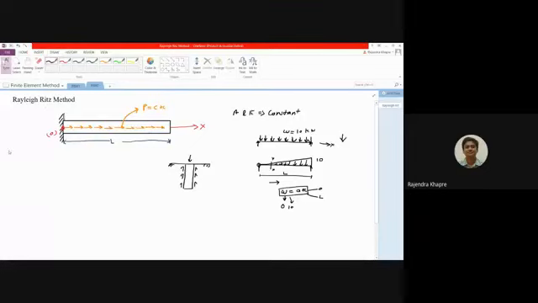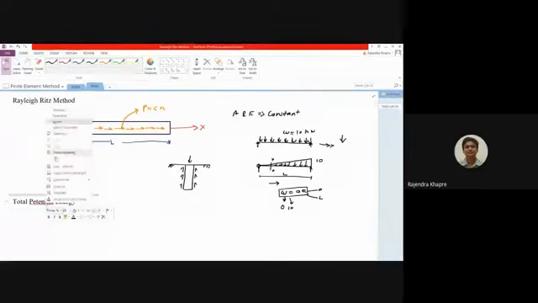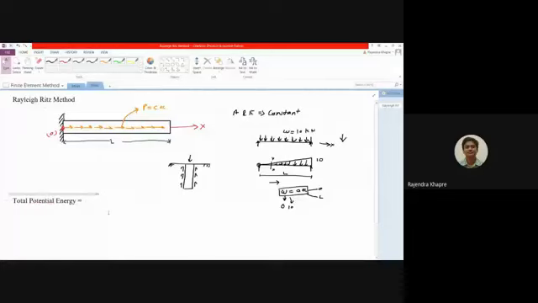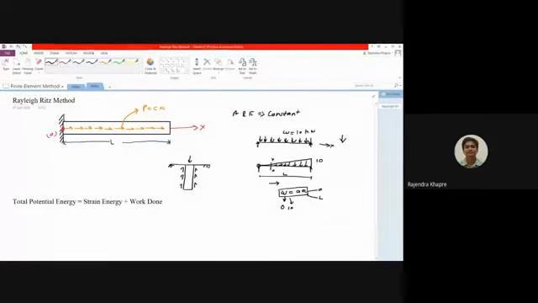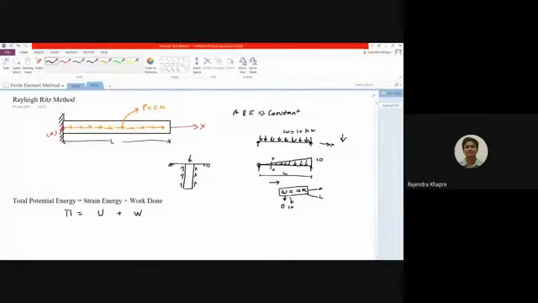So what we have learned till now is that we have to find out the total potential energy. Total potential energy equals, I think I have made some spelling mistake over here. Okay, so the total potential energy is nothing but the strain energy plus work done, isn't it? Usually this total potential energy is denoted by the symbol pi. So this pi is strain energy, U, plus work done, generally denoted by W.